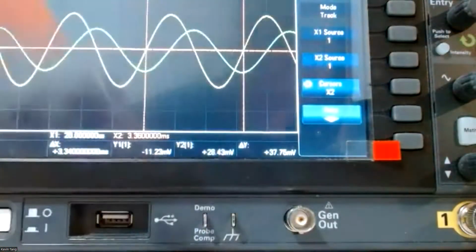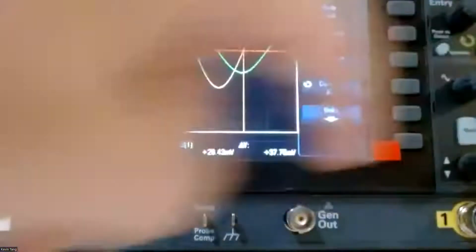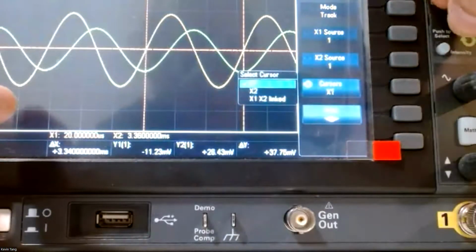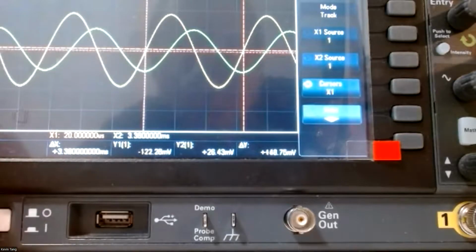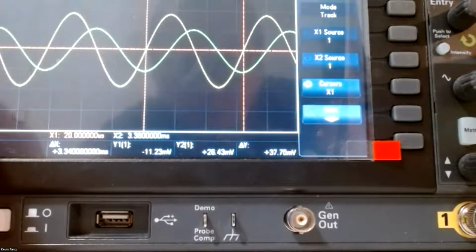Channel 1 is already labeled yellow and channel 2 labeled green. So say I grab channel 1. You move it to where the zero crossing, okay. You move it to the zero crossing, simple and easy.